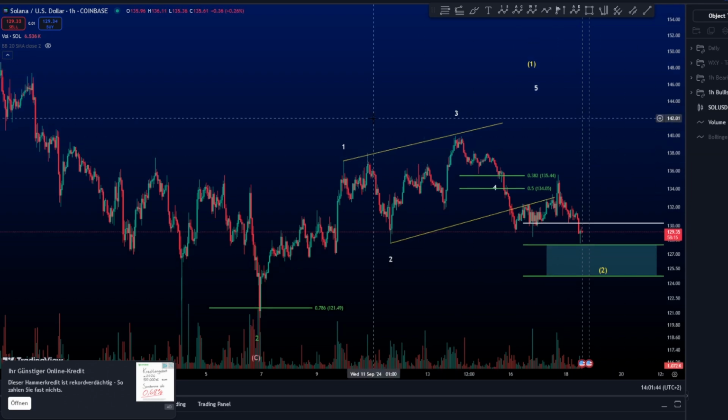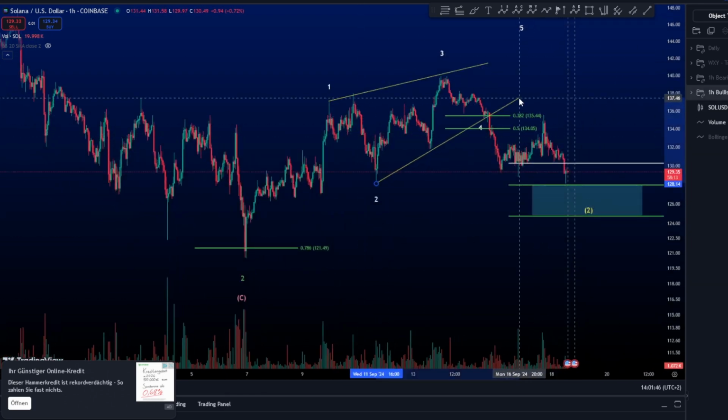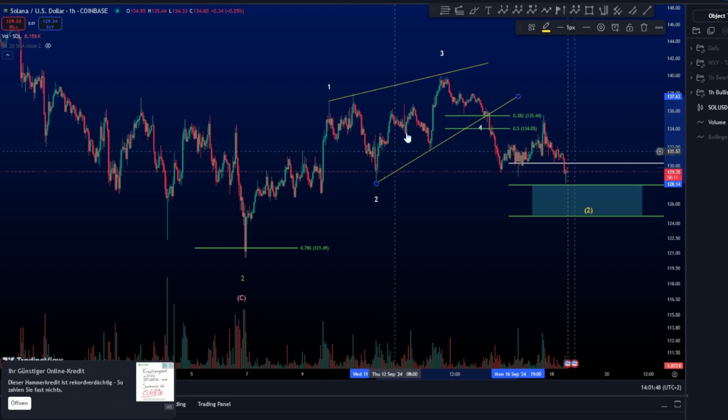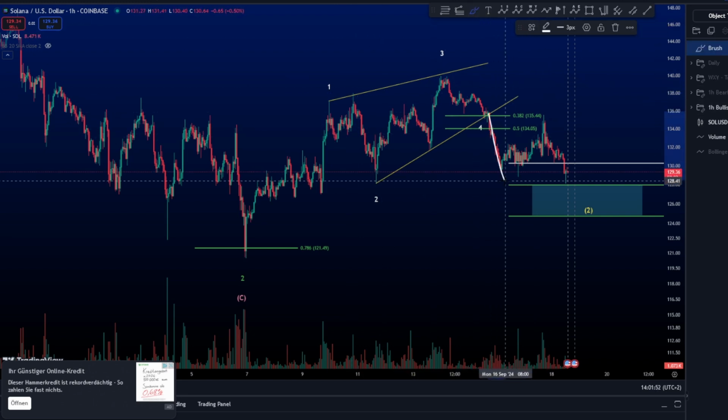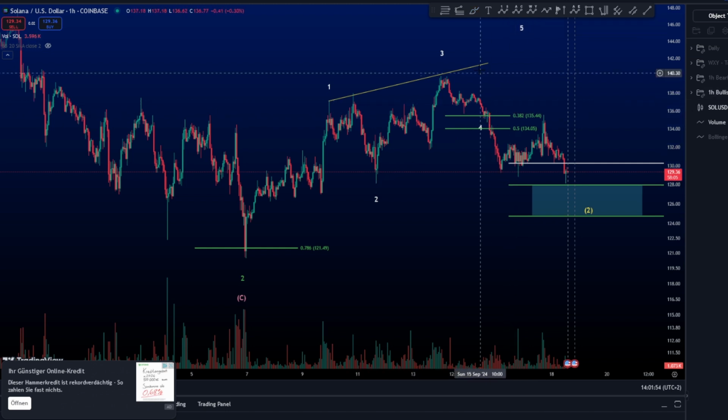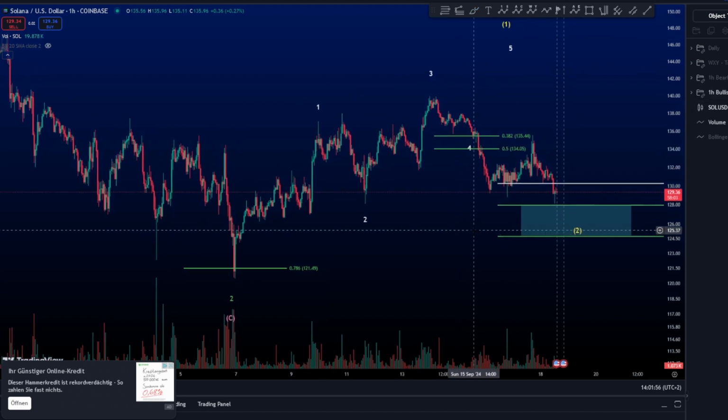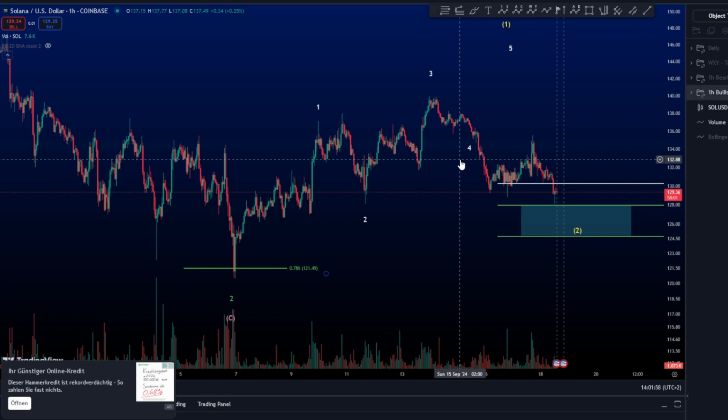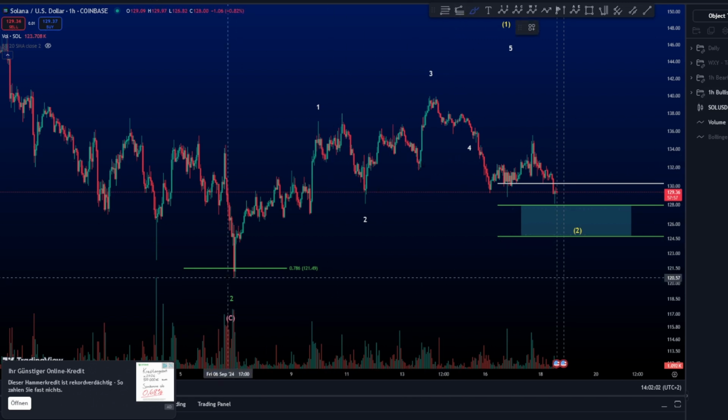Now, if we look at it closely again in the 1-hour chart, we can see that we were expecting a diagonal, by the way. We were expecting a diagonal as a 1, 2, 3, 4, 5. However, it was directly invalidated with the wave 4. Therefore, a diagonal is not possible. So, we're gonna remove a diagonal. Let's go back to a 1, 2 possibility.